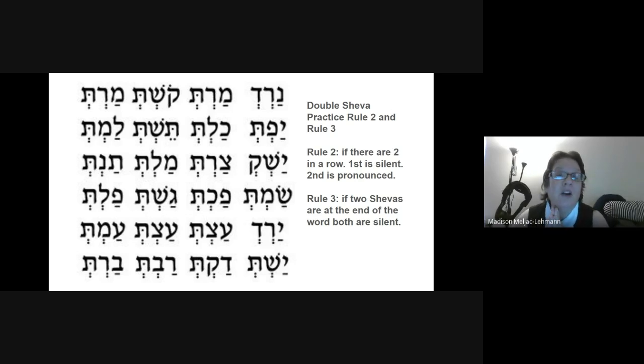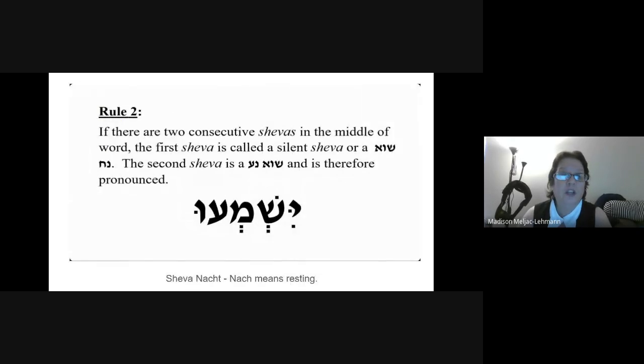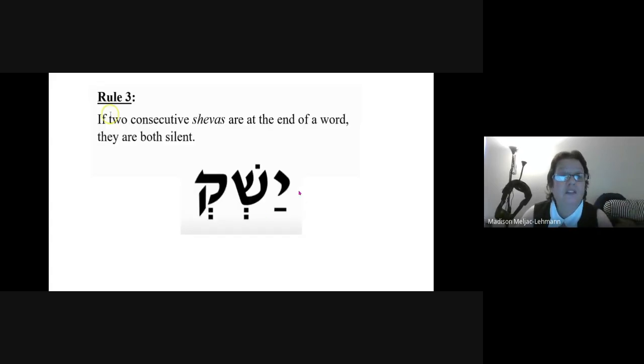Okay, we learned about our shavas. And I just want to show you how I'm going to give you words that match what we've learned. So for instance, we talked about last week, in fact, I can go there really quick here. We talked about rule 2. If there are 2 consecutive shavas, so here's 2 right here on the picture, in the middle of the word, the first shava is silent and the second one is pronounced. Okay, so that's rule 2. And you won't have to remember it because I put the cheat sheet on the page. Rule number 3, if 2 shavas are at the end of the word, they're both silent.